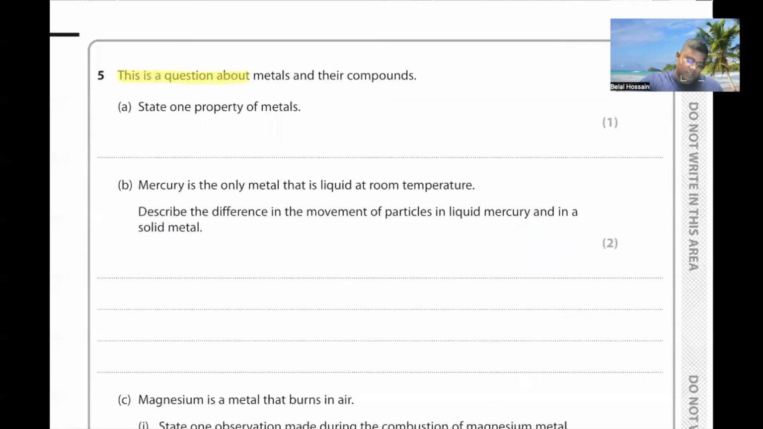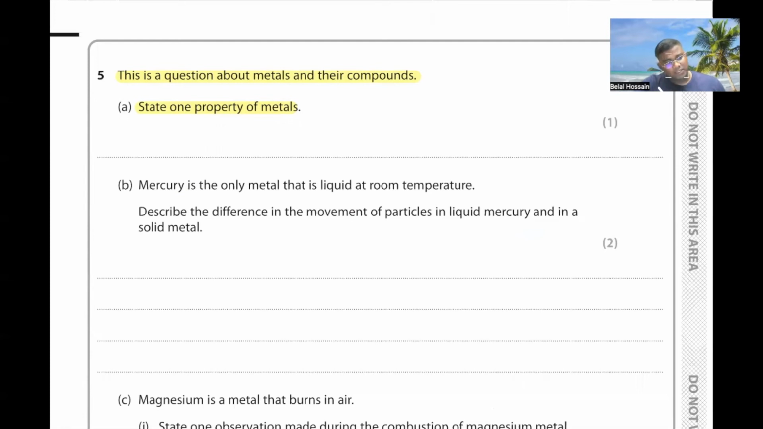Question number 5. This question is about metals and their compounds. State one property of metals. All right. So metals have physical properties and chemical properties. In physical properties, we can say that metals are malleable. In terms of conduction of electricity, we can say metals are good conductors of electricity. So we can use other things as well, like metals can conduct heat. They're ductile.